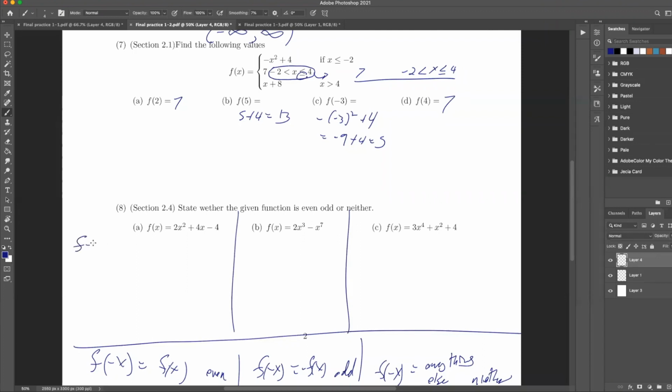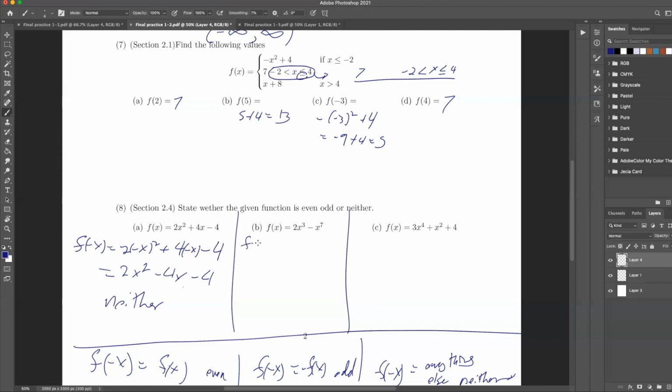So here, if we plug in f of minus x, I'm going to get 2 times minus x squared plus 4 times minus x minus 4. So if I simplify that, that'll be 2, this just becomes x squared, this becomes minus 4x, and this is minus 4. So notice some signs changed, some signs didn't, and so this is neither. I spelled neither wrong here, didn't I? There we go. So this is neither.